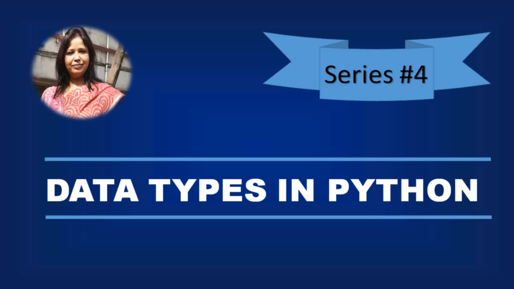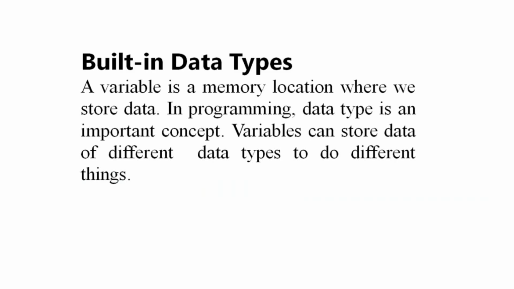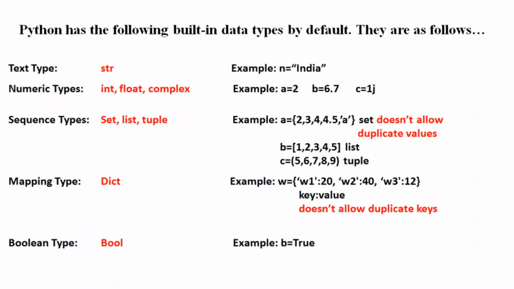This is a topic in Python, that is data types. This is series 4. Let us know first of all what is a variable. Now our computer's memory is huge. We store data out there. So a variable is actually a memory location where we store data. And in programming, data type is an important concept. Variables can store data of different data types to do different things. So let us see the inbuilt data types in Python.